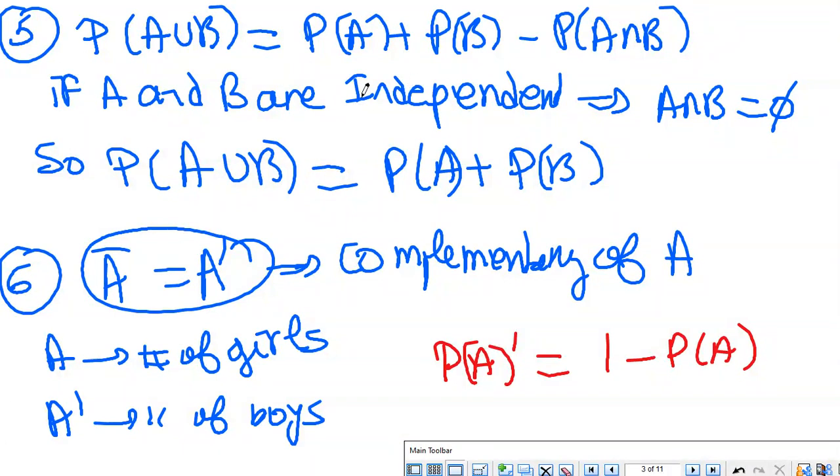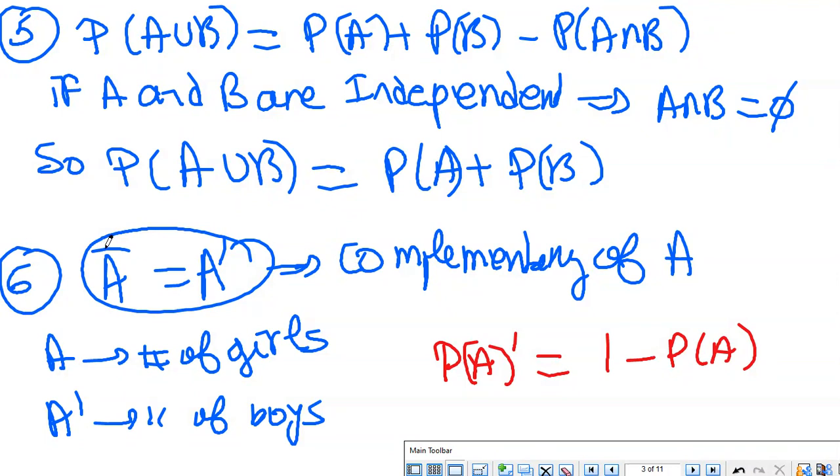But if A and B are independent, what does that mean? We can also use the term mutually exclusive. It means there is no intersection between A and B. In this case, the probability of A intersection B is 0. So P of A union B is P of A plus P of B. We're going to do an example after I finish these properties.